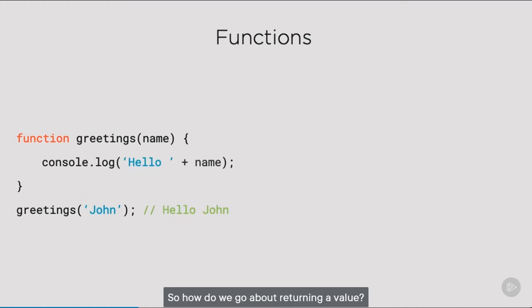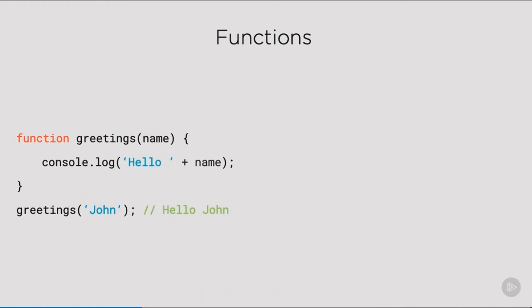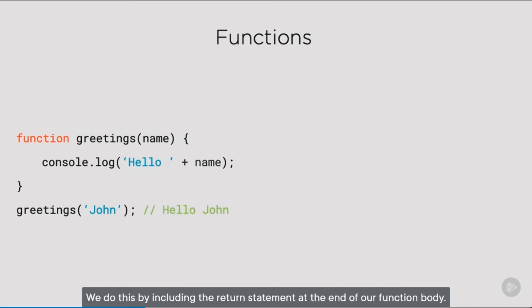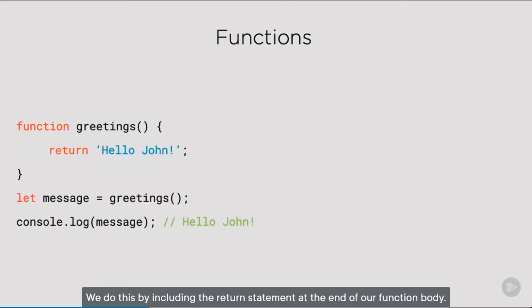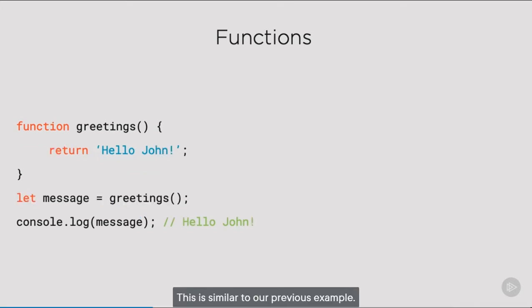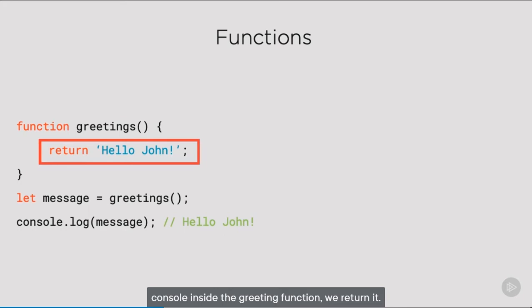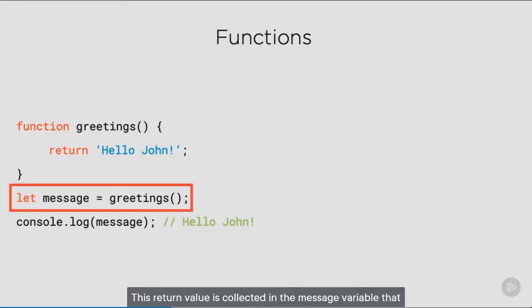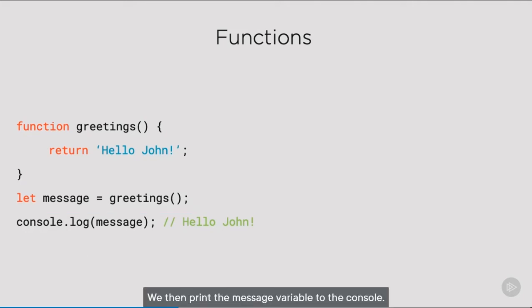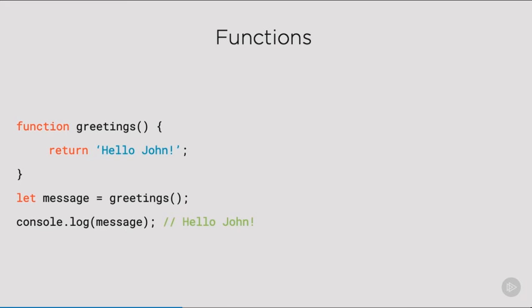So how do we go about returning a value? We do this by including the return statement at the end of our function body. This is similar to our previous example. Instead of printing the hello John string to the console inside the greeting function, we return it. This returned value is collected in the message variable where the greetings function is being invoked. We then print the message variable to the console.